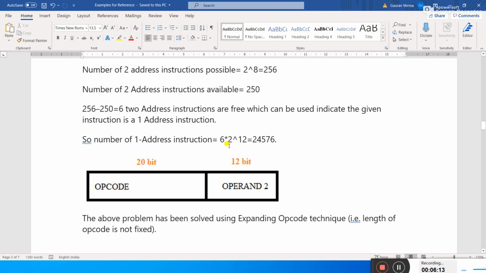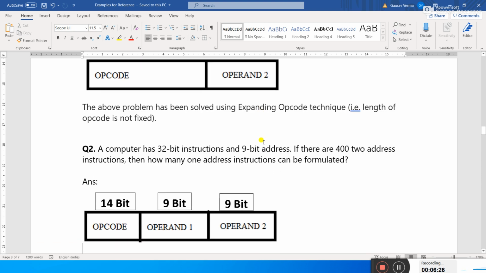And we have the operand field of 2 to the power 12. So this is the number of instructions that we can have, this is the possibility of the number of instructions. So now let's see the next question on two address instructions.